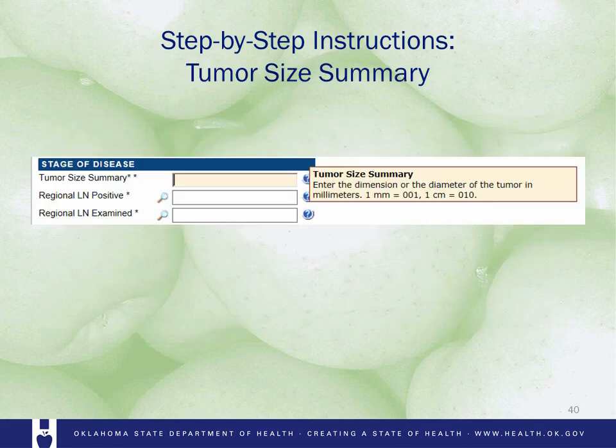Now we will begin the stage of disease section. For tumor size summary, you will record the largest dimension or diameter of the primary tumor in millimeters in a 3-digit field. 1 centimeter is equal to 10 millimeters. To convert centimeters to millimeters, multiply by 10. For example, a tumor that is described as 3.4 centimeters would be coded as 034.